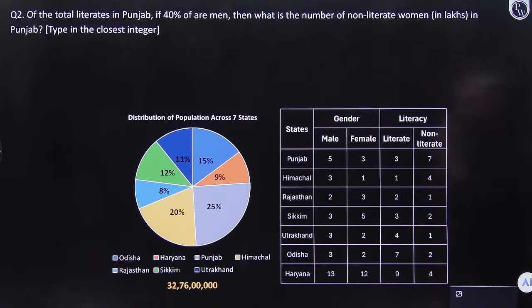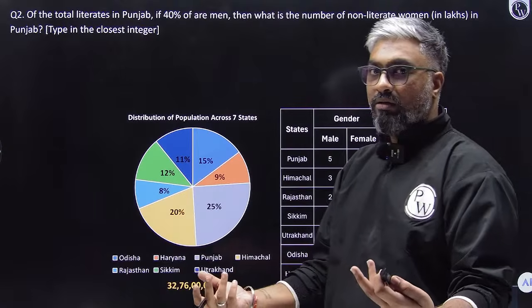Try this. This is hypothetical. Of the total literates in Punjab, if 40% are men, then what is the number of non-literate women? It seems a little annoying though, right? They are giving us literate male in Punjab, but then they are asking non-literate women. How do I calculate that?